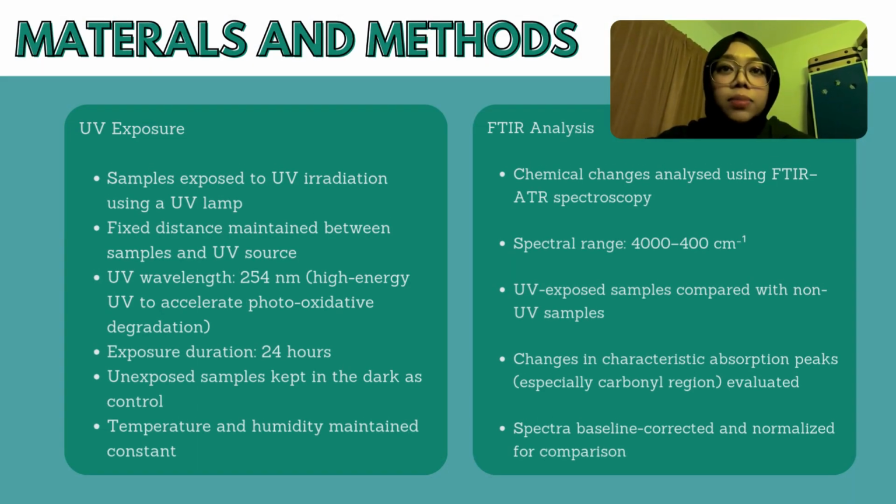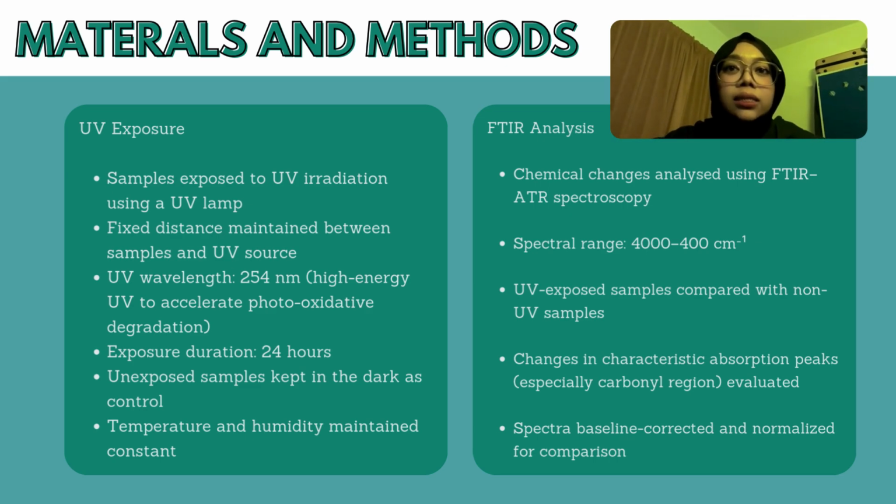Three types of polymer were used, which are high-density polyethylene or HDPE, polyethylene terephthalate or PET, and nitrile butadiene rubber (NBR). These samples were obtained from commercially available consumer plastic products. Before testing, all samples were cleaned using distilled water and ethanol to remove surface contaminants, air dried at room temperature, and cut into uniform sizes to ensure consistent UV exposure.